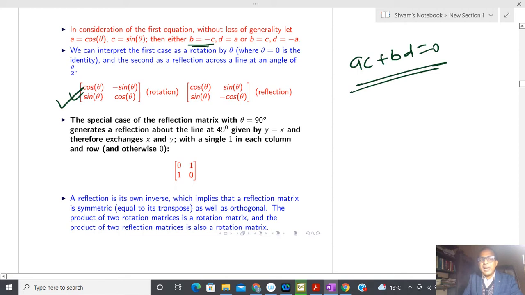Now you can see that if you take any row or column, that is a unit vector. Either you can multiply one column vector by another column vector, take the dot product, and again that is 0. So all column vectors or row vectors are orthogonal to each other.